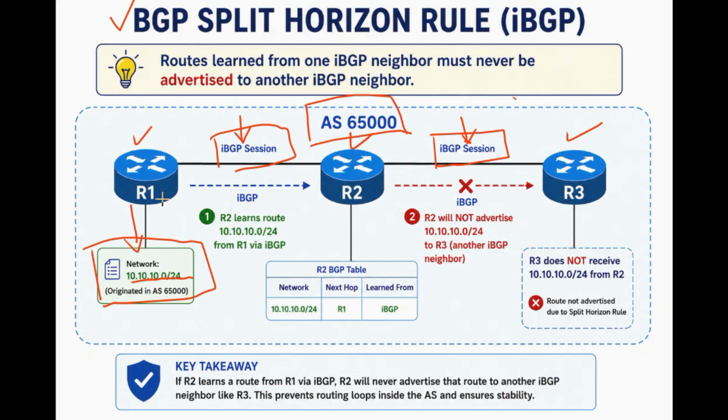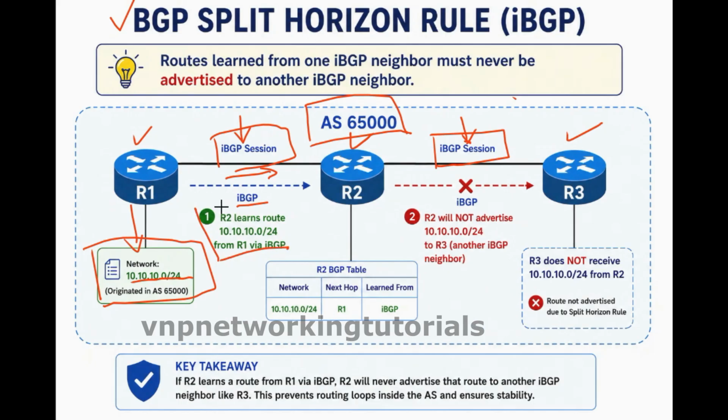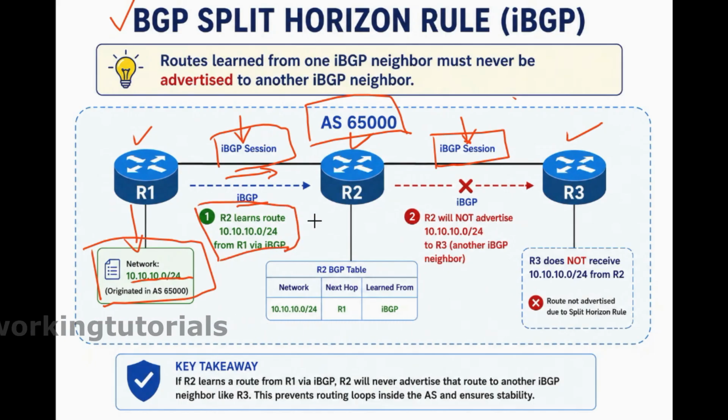R1 advertises this route to router R2 using the iBGP session. That is why this green text says R2 learns the route 10.10.10.0/24 from router R1 via iBGP. So at this point, R2 successfully learns the route and the route is installed in the BGP table of R2. You can also see the small BGP table just below R2 router.